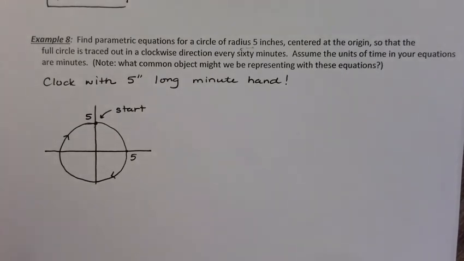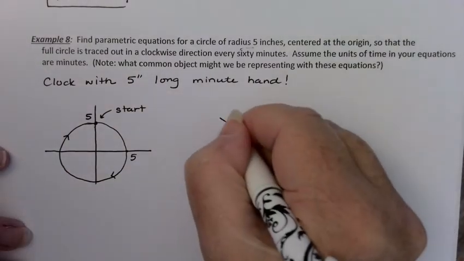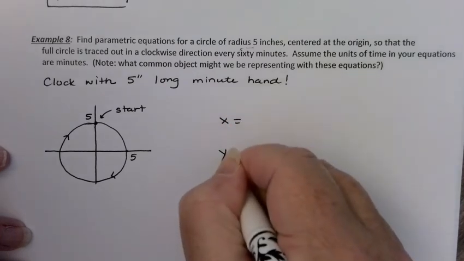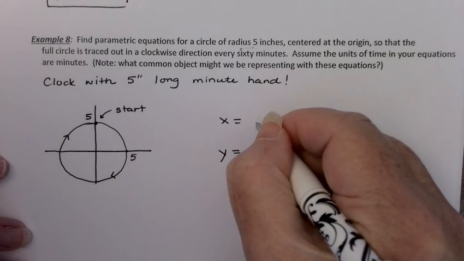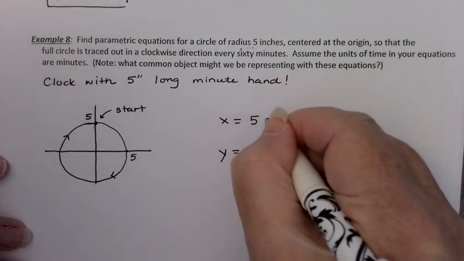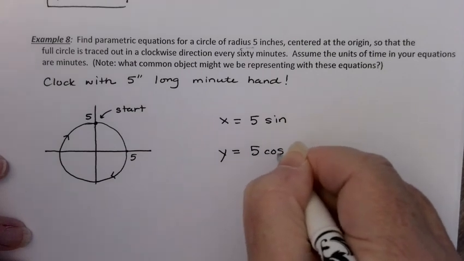If you think back or look back in your notes, when we want to go clockwise but start on the y-axis, this is the one where we just reverse the x and the y. So instead of x being the cosine, x is the sine. So I'd have 5 sine, and y would be 5 cosine.